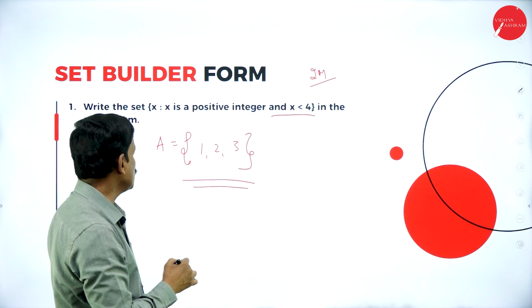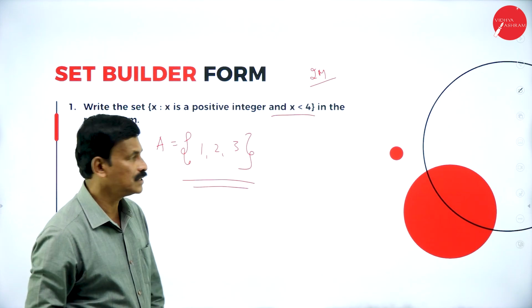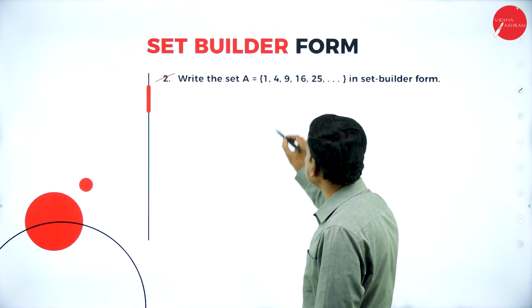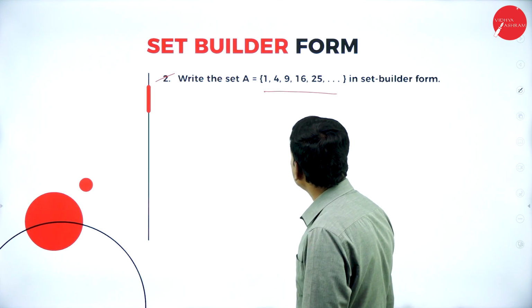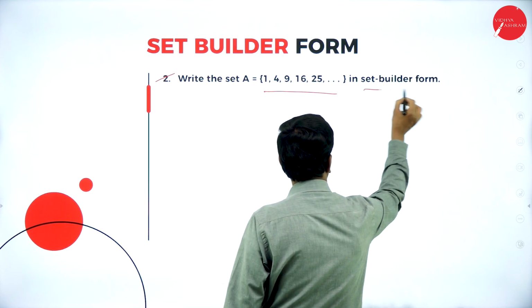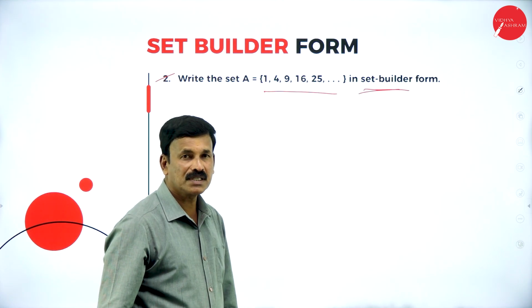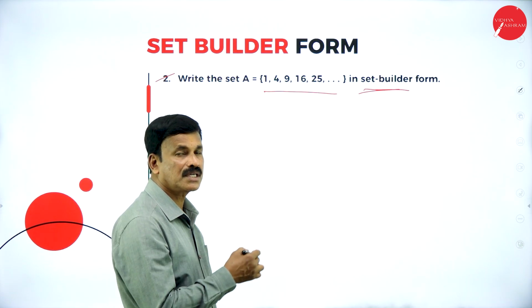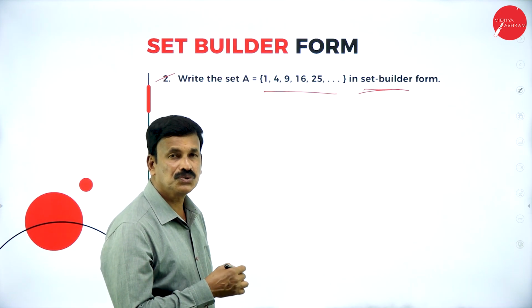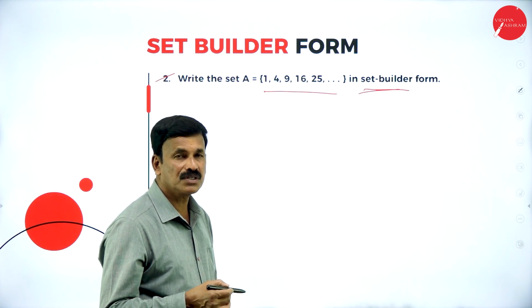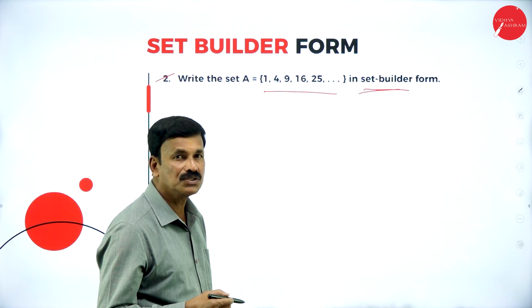So A is equal to {1, 2, 3}. Move on to the second example. What is the second example? Write the set A = {1, 4, 9, 16, 25, ...} in set builder form. Here the elements of the set are in the form of a square of a natural number. Observe carefully: 1 squared is 1, 2 squared is 4, 3 squared is 9, 4 squared is 16, 5 squared is 25. That means it is a square of a natural number.